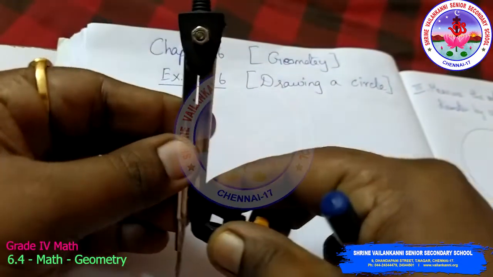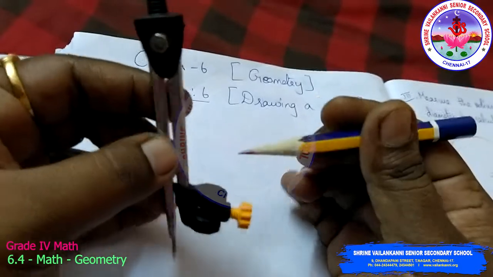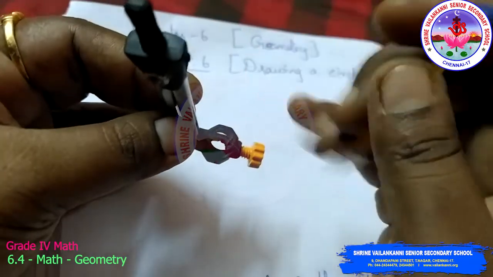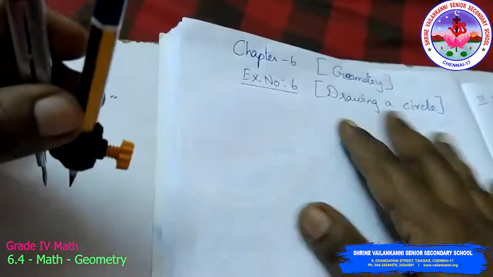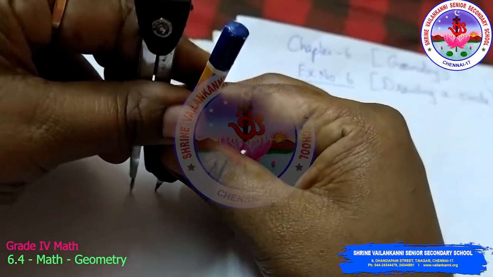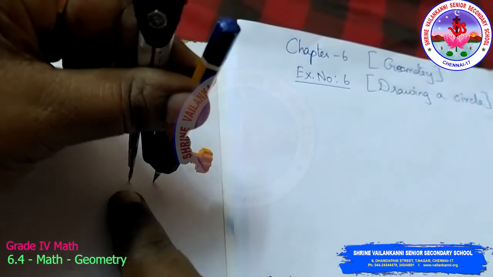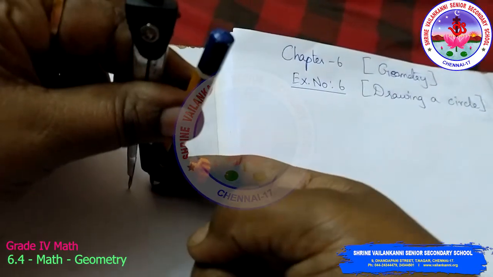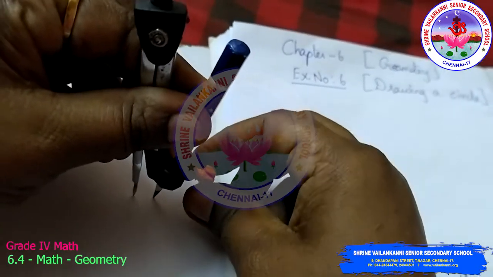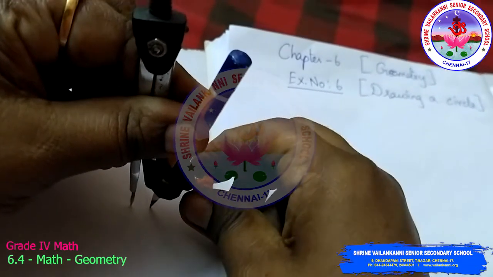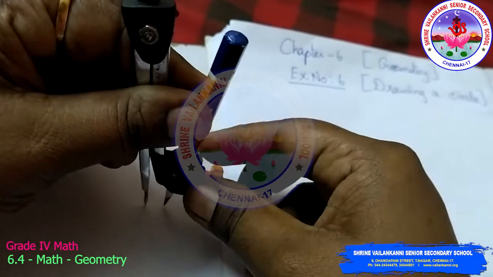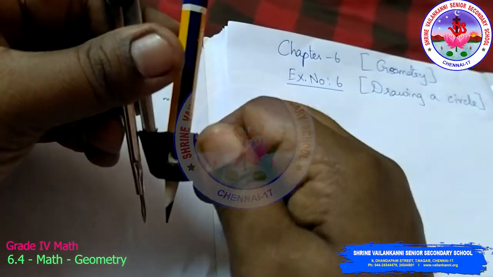Before that, I'll show you how to insert the pencil in the compass. You'll have a hole, and before that please loosen this. Insert the pencil in the gap and place it on a flat surface and join the pencil together. The needle of the compass and the tip of the pencil should be equal. After checking that they are equal, tighten the knob so that your pencil is not shaky. It should be very tight.